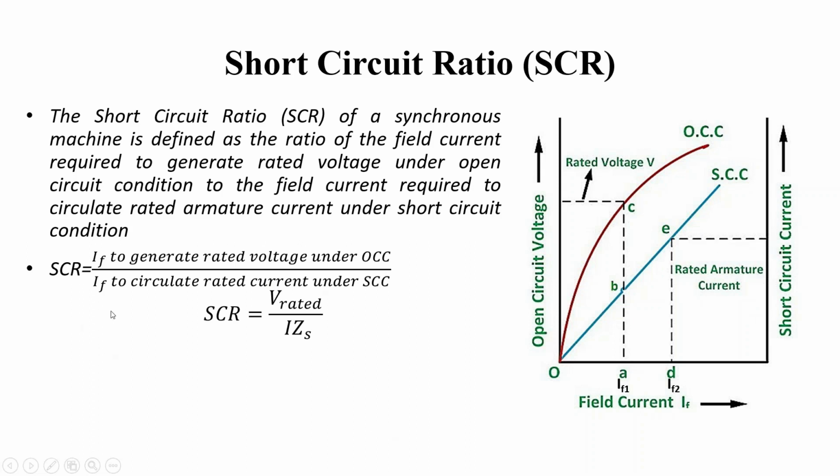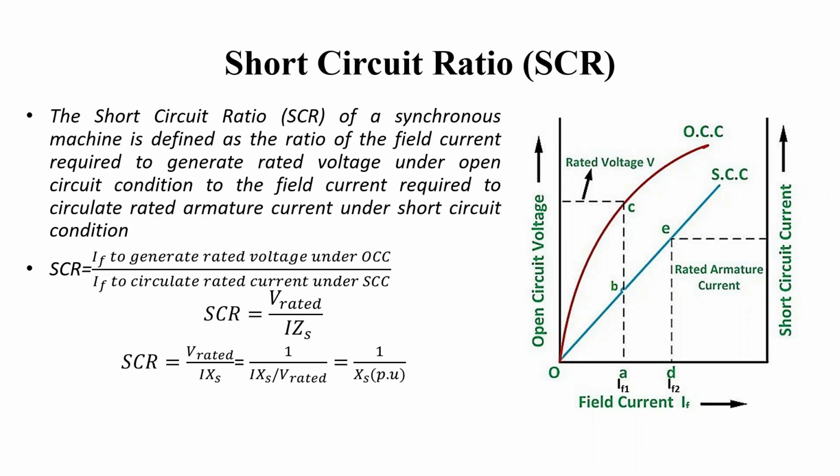That is, field current required to circulate rated armature current under short circuit condition is responsible to generate this much drop under short circuit condition. The entire voltage is getting dropped across the synchronous impedance under short circuit condition. So based on that concept, we can say that SCR is equal to V rated by I into ZS. What is ZS? ZS is equal to RA plus jXS.